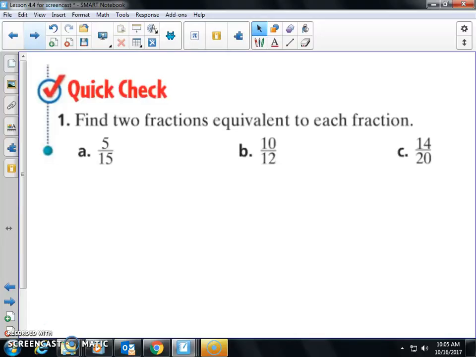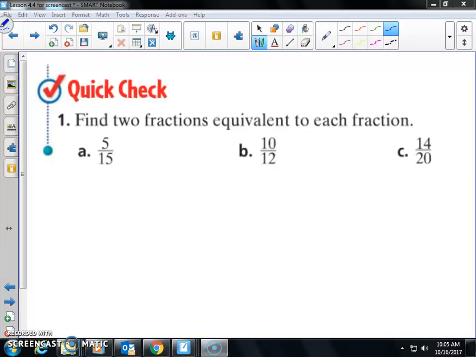We'll pause the video here and come back when you've got at least two equivalent fractions, and maybe share them with a neighbor. So hopefully you've had time to come up with two equivalent fractions for each one and maybe check in with somebody. And there's an infinite amount of equivalent fractions.